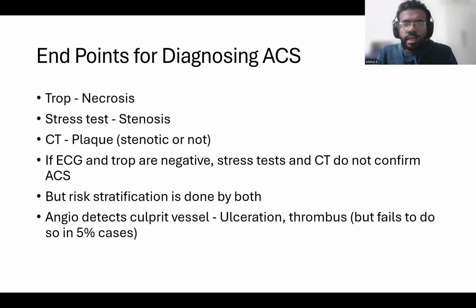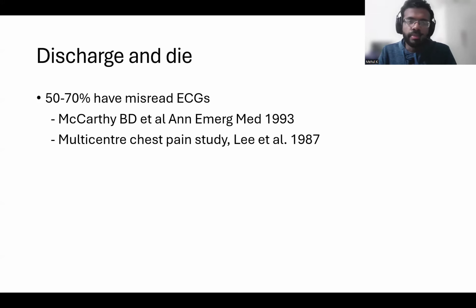So by definition, ACS means a rise and a fall of troponin levels. So that gives you an idea of the myocardial necrosis that is happening. Stress test basically does not look for necrosis, it looks for stenosis of the coronary arteries. And CT diagnoses plaques, whether it leads to coronary stenosis or not. So you basically need the ECG and a troponin to diagnose ACS. You cannot just diagnose based on just your stress testing and your CT, and the angio will help you diagnose the culprit vessel.